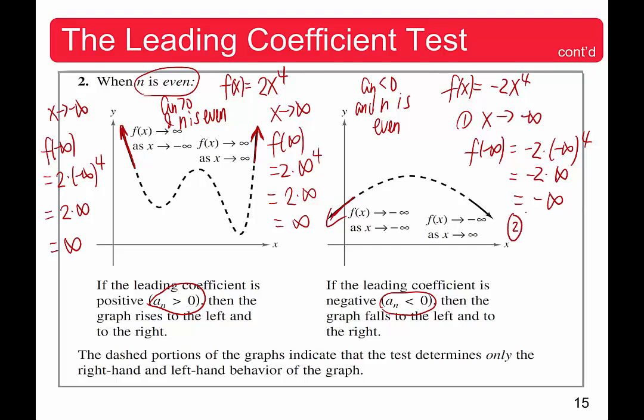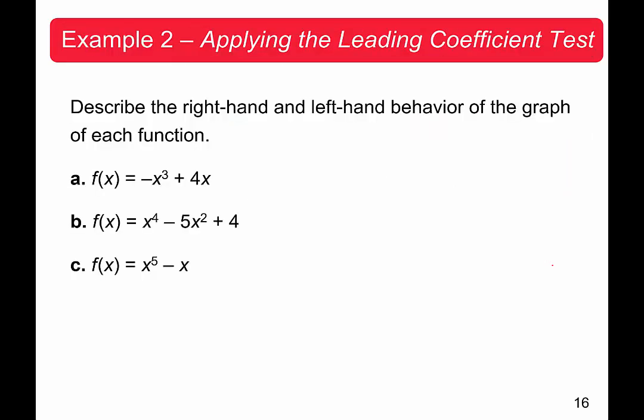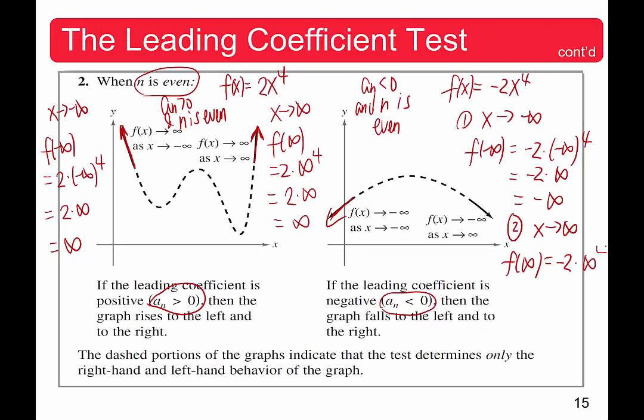And secondly, when x approaches positive infinity, f of infinity is -2 times infinity to the 4th power. Again, we plug into the function itself to get this. So we have -2 times infinity, which is negative infinity. That's why this graph goes down forever without a boundary. Just keep moving down on both the left hand and right hand. Okay. And that's how we utilize the leading coefficient test to determine the end behavior for all the polynomial functions.